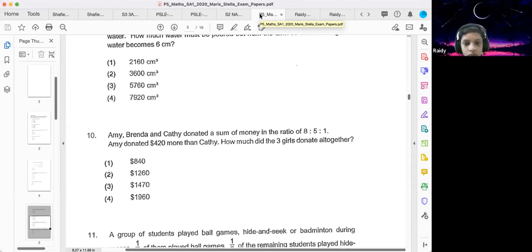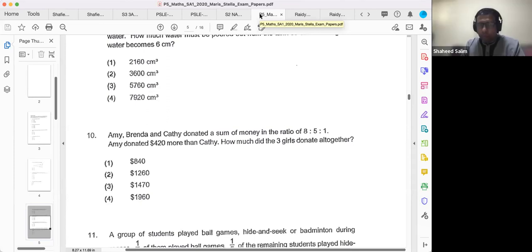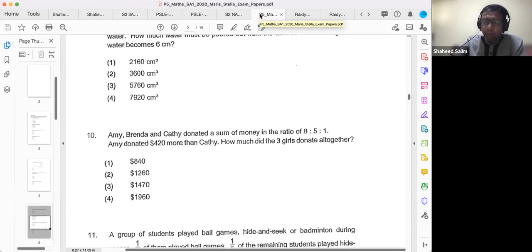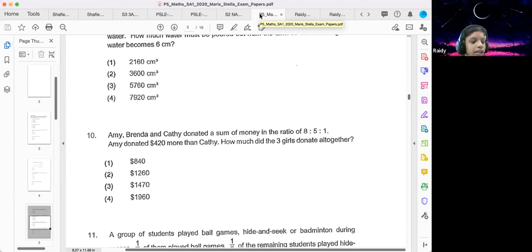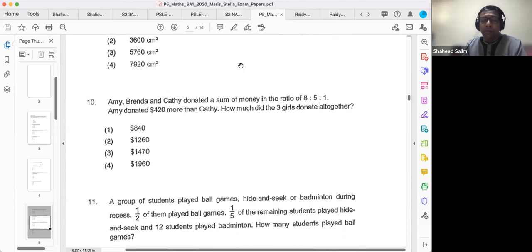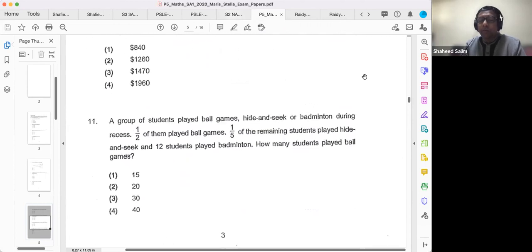Okay, once you get the answer, explain to me. You take 8 minus 1, 7. That's good. 420 equals 7 units, and 1 unit is 60. Well done. And then you take 8 plus 5 plus 1, and then it will be 14. And then you take 60 times 14, 840. Very good. How come you can do like that? You can even explain to me, then this one you get wrong. Don't guess. Try your best. We want to get ready for the exam. Okay, so you try now this one.